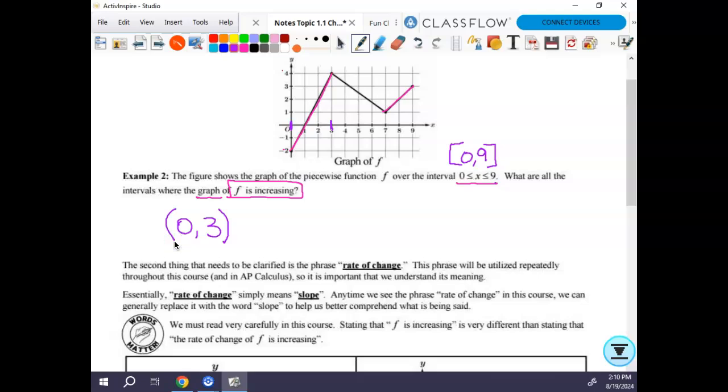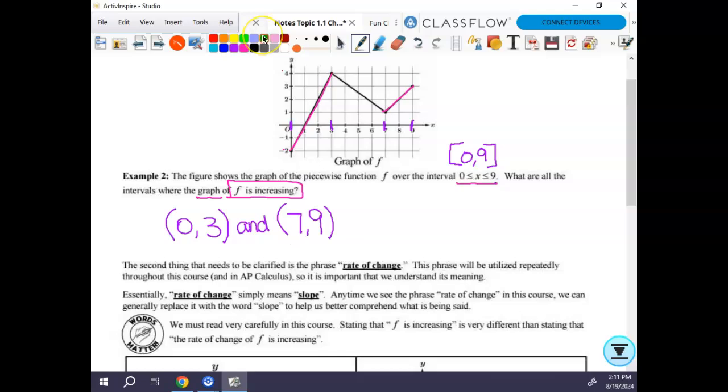That's where it's increasing. And then it's increasing again, so I can say "and," then I look at my x values, 7 to 9, like so. Those look like ordered pairs. Are they ordered pairs? No, they are not. Context means everything, right? So you've got to know the difference there. What questions do you have? Anything? All right, good deal.